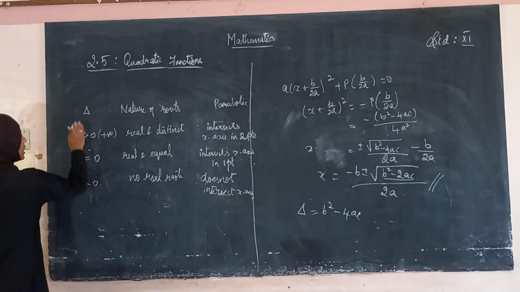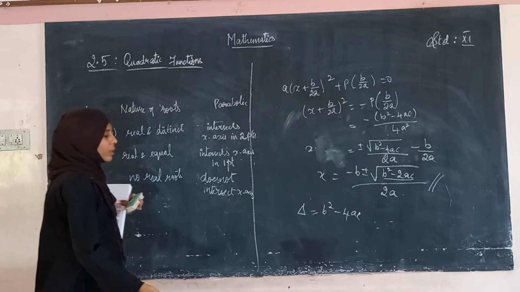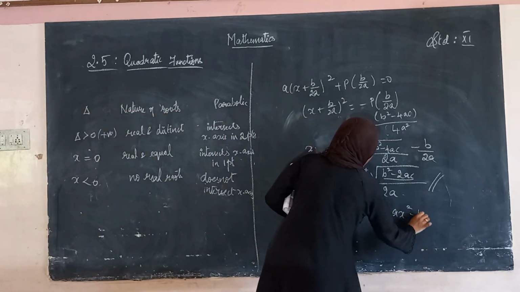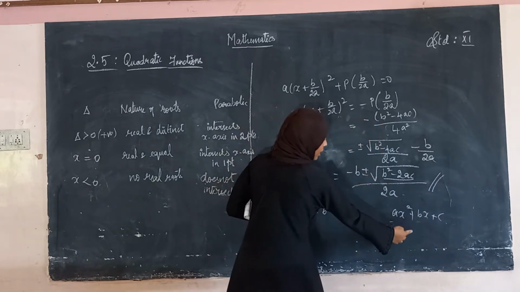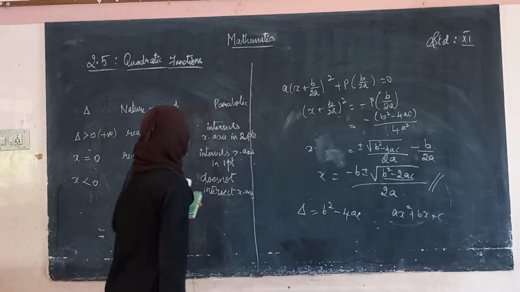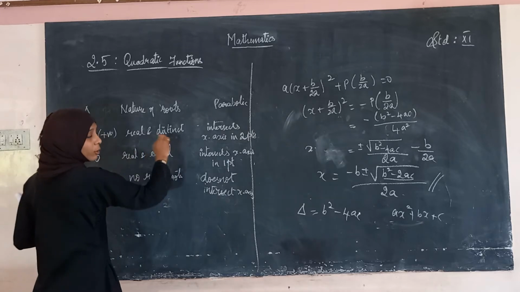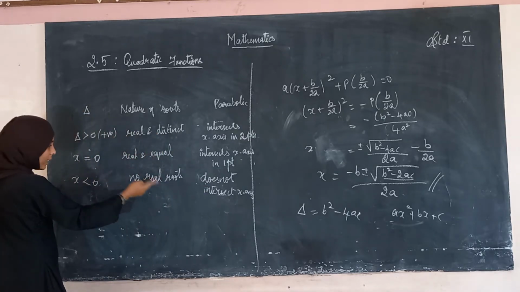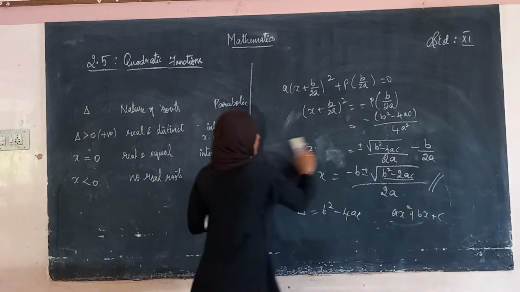If we find the discriminant's value, the given question will be like this, right? a into x square plus bx plus c. So a, b and c are the coefficients. We can take that from the function itself. So if the discriminant value is greater than 0, the roots are real and distinct. There will be two real roots, and if it is equal to 0, the roots are real and equal. If it is less than 0, the roots are not real.